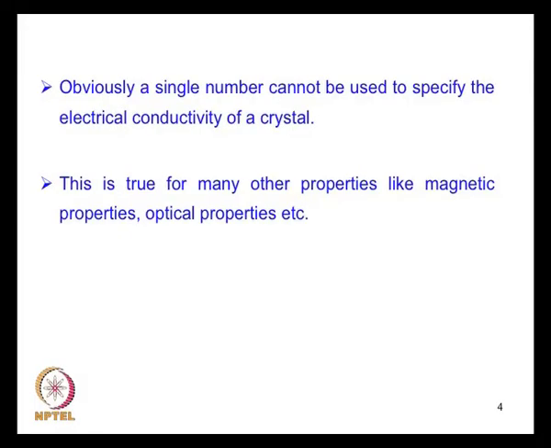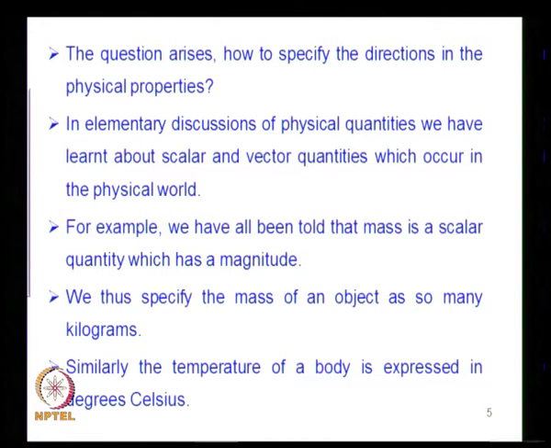Obviously, a single number cannot be used to specify the electrical conductivity of a crystal. This is actually true for many other properties, like the magnetic susceptibility, the refractive index, etcetera. The question then arises, how to specify the directions regarding the physical property, measurements and specifications. Now, in elementary discussions about physical quantities, we have learnt about scalar and vector quantities.